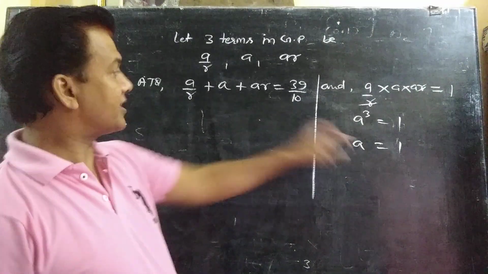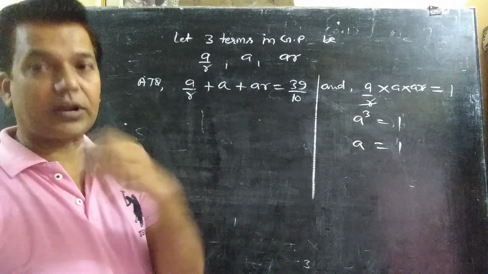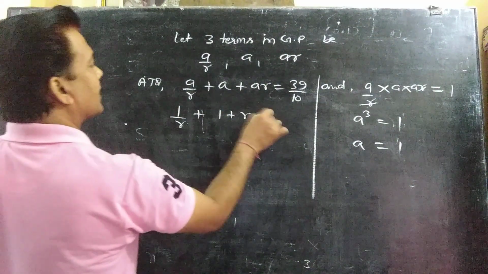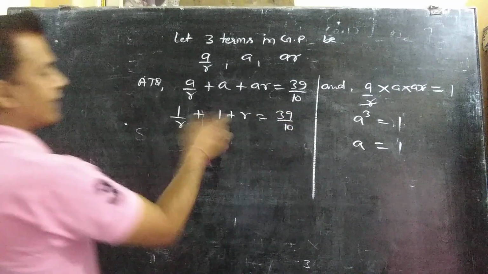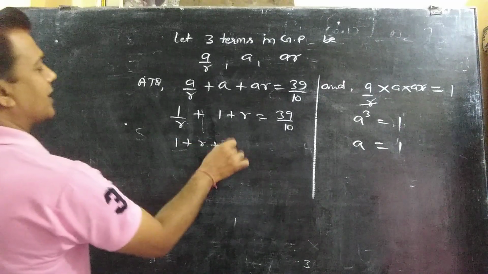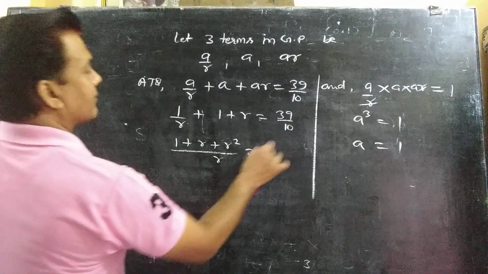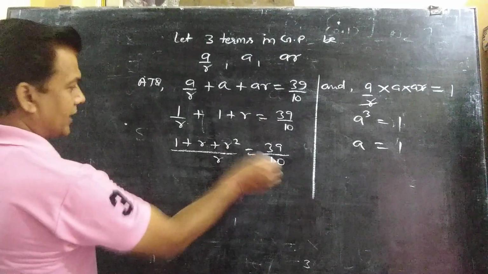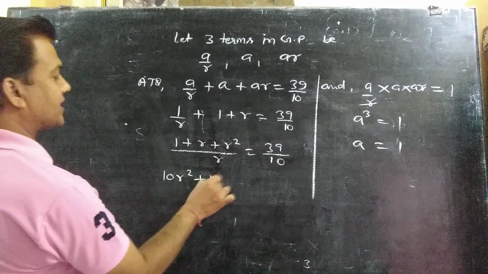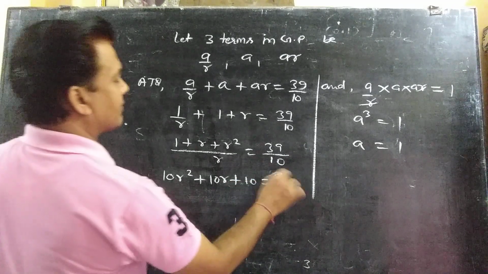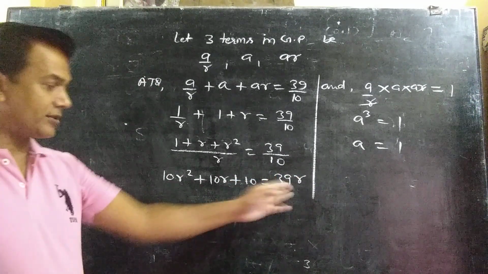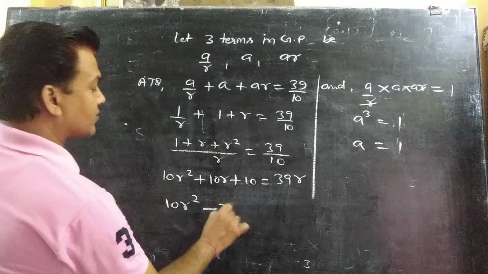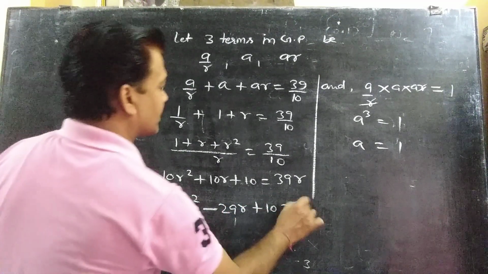Now substituting this value at this place to get the value of R. So 1 by R plus 1 plus R is equal to 39 by 10. Taking LCM, 1 plus R square is equal to this one. And now cross product of this one. So 10R square plus 10R plus 10 is equal to 39R. अब इसको भी इधर ले आए. So 10R square minus 29R plus 10 is equal to 0.